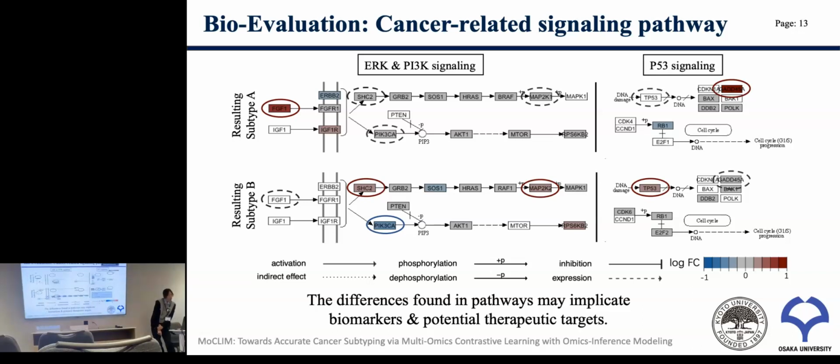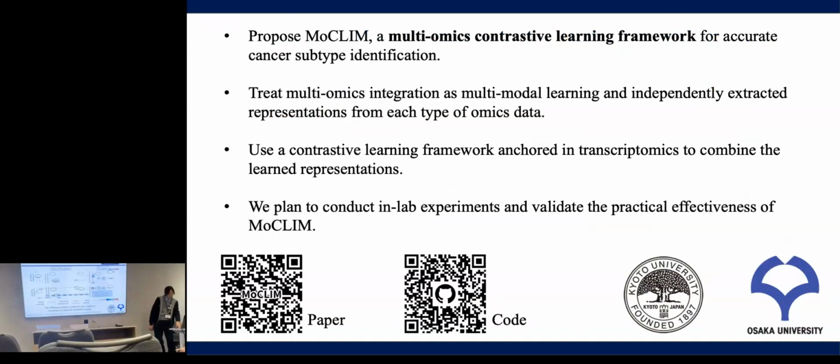Okay. And next, we also evaluate our results at the pathway level, and we can find that the differences found in the pathways may lead to biomarkers or some potential therapy strategies. Here we show some representative ones, the P53 signaling and also the ERT signaling.